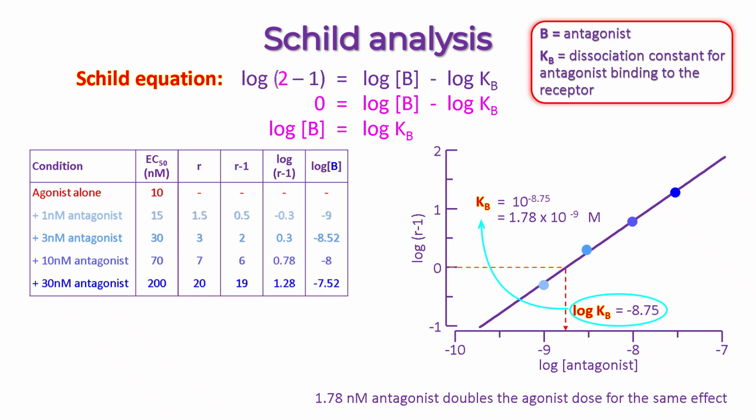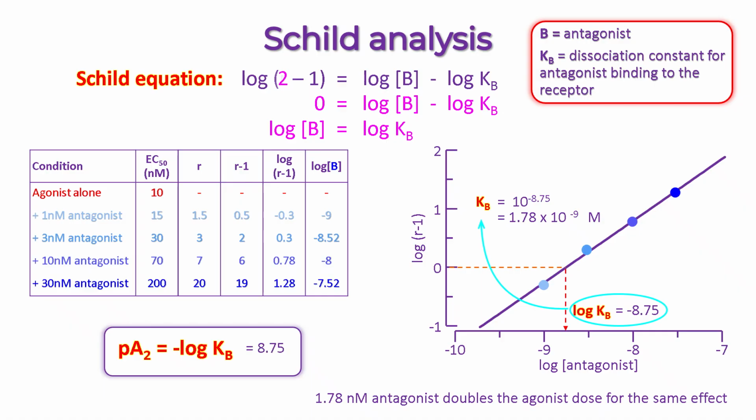Pharmacologists express this property as the pA2 value, which is defined as minus log Kb. Here, pA2 equals 8.75.